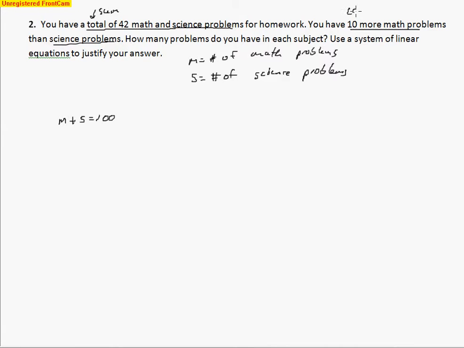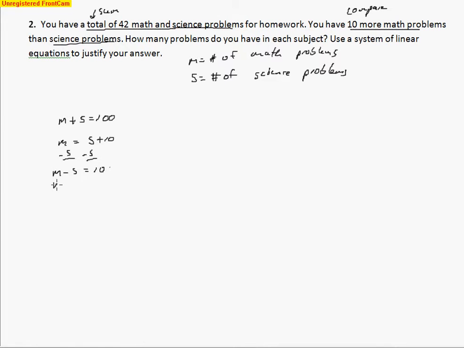So here we're comparing math problems to science problems. It says there's 10 more math problems. So the math problems equal the number of science problems plus 10. This is actually a good one for substitution, but we're going to use elimination on this problem. So I'm going to subtract the s from both sides to get the variables by themselves. And so now I have m minus s is going to be 10. The difference of the math and science problems is 10 problems.